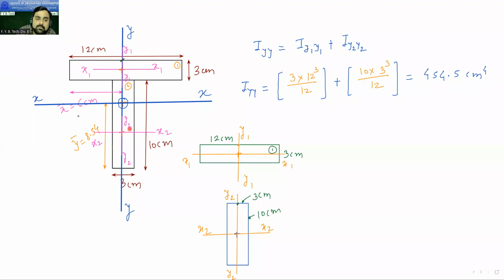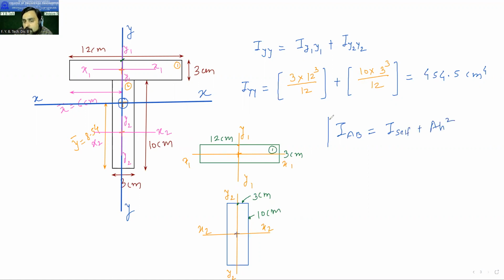But we want to calculate the moment of inertia about this x-axis. So that is why we will use the parallel axis theorem and transfer the moment of inertia of the first figure to this centroidal axis and of the second figure to this centroidal axis. So how are we using that? Now you have seen the formula IAB is equal to I self or IG plus AH square.